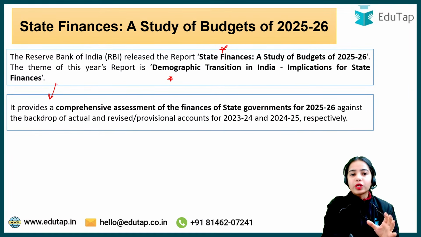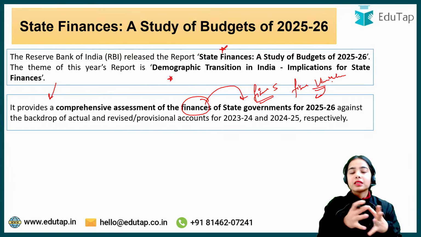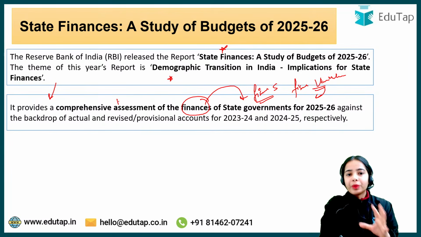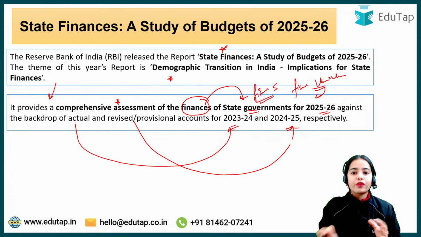Now this report provides a comprehensive assessment of the finances of the state governments. We will discuss the fiscal stability and the fiscal variables, that is, the variables related to the state governments and their finances. We will discuss the comprehensive assessment of the finances of the state governments for 2025-26 against the backdrop of actual data for 2023-24 and the revised or provisional accounts of 2024-25.